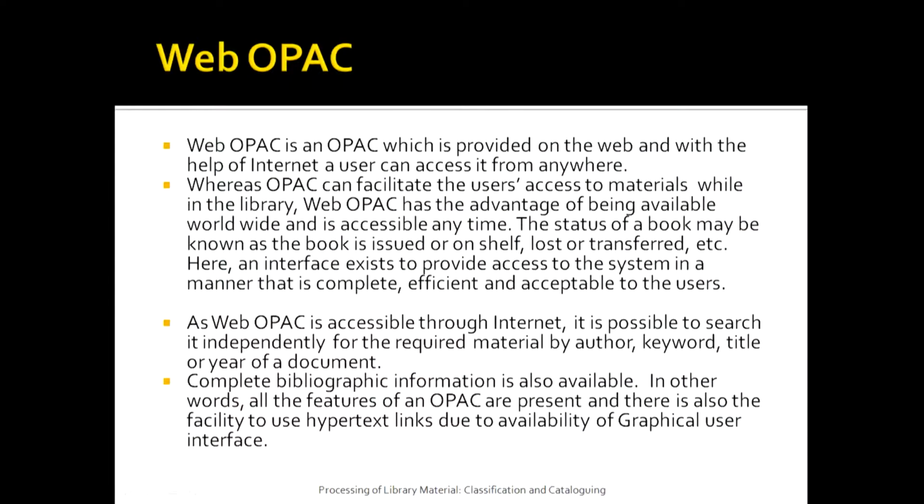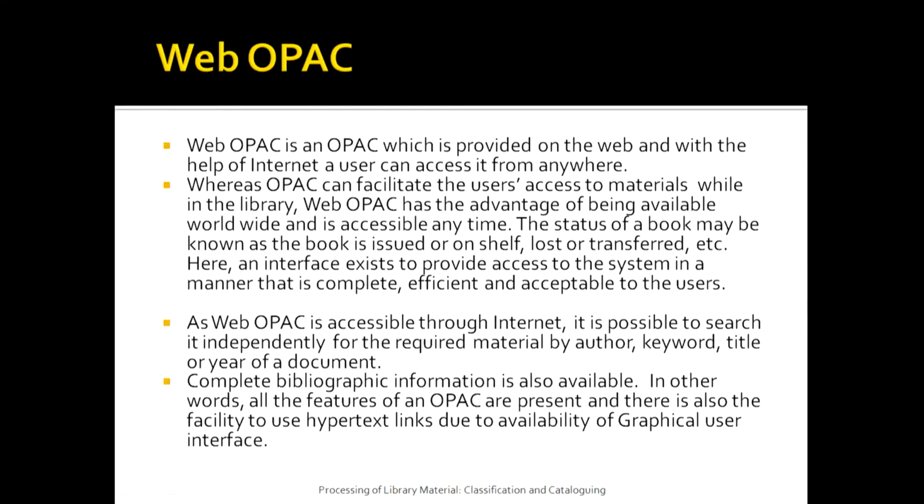Let's now take a look at what web OPACs are all about. The web OPACs are the OPAC which is on the web. Web OPAC is an OPAC which is provided on the web, and with the help of internet, a user can have access to the library material or its details from anywhere or anytime access. Whereas OPAC can facilitate the user's access to material while in the particular library, Web OPAC has the advantage of being available worldwide and is accessible anytime.